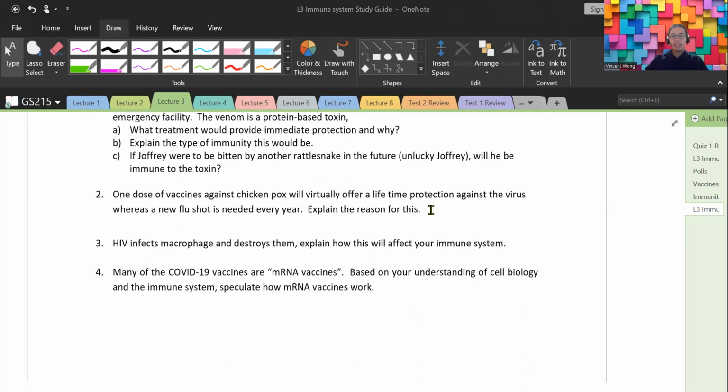But how come we need new shots every year for the flu virus? And now they're saying we need new shots for COVID every now and then. Anybody know why? Want to speculate on the reason?